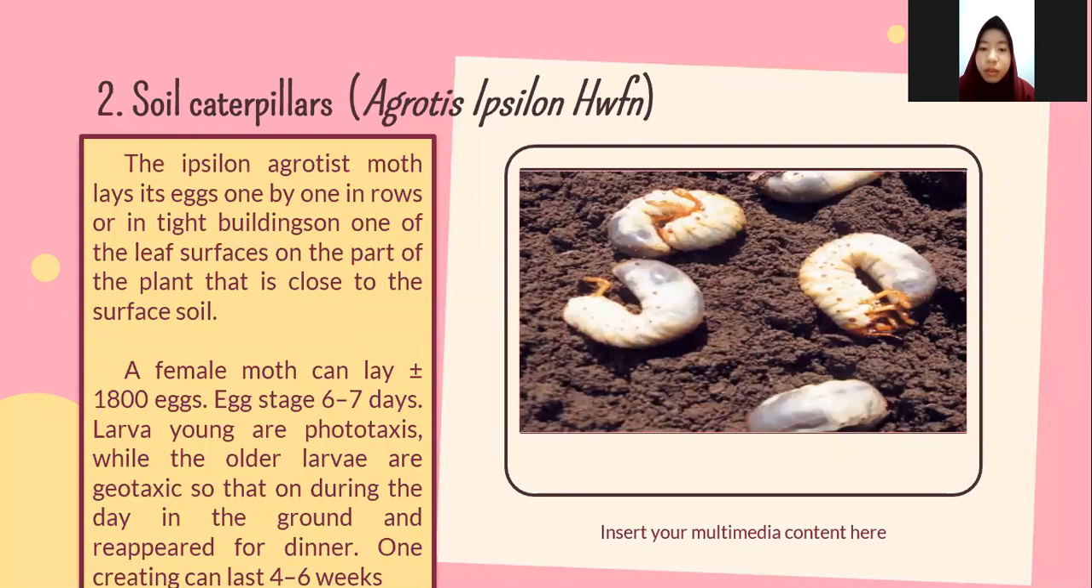Young larvae are photosynthetic, while the older larvae hide during the day in the ground and reappear for feeding at night. One generation can last up to 6 weeks.